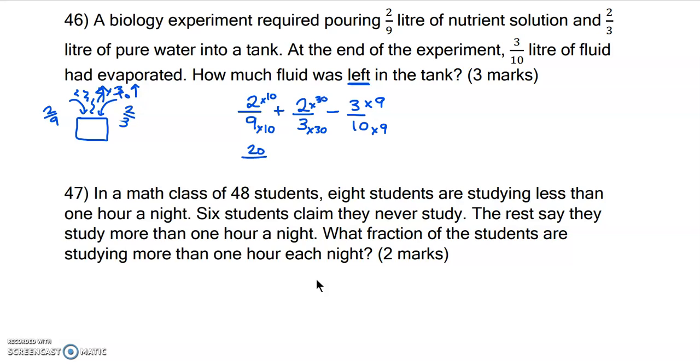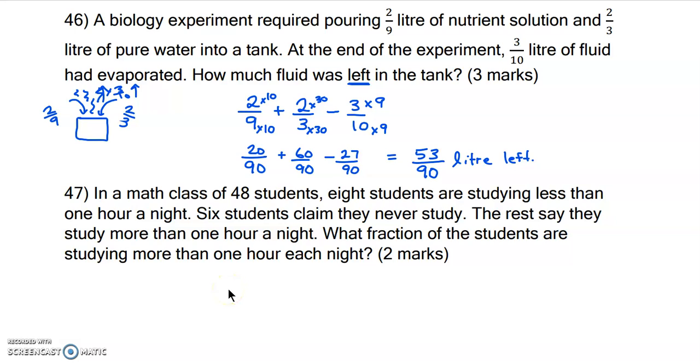So that's going to give me 20 90ths, 60 90ths, and 27 90ths. And I'm going to add the 20 and 60, getting 80 90ths, and subtract the 27. So I'm going to end up with 53 90ths. And 53 is prime, so that's in lowest terms. So we have 53 90ths of a liter left in the tank.